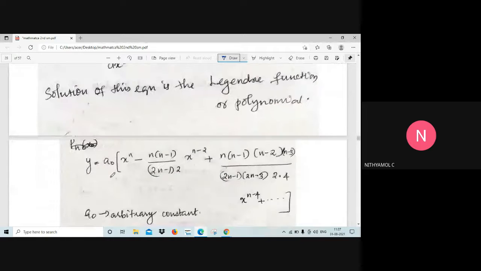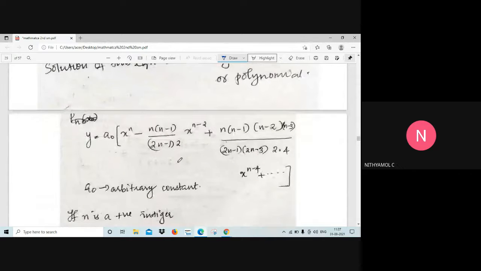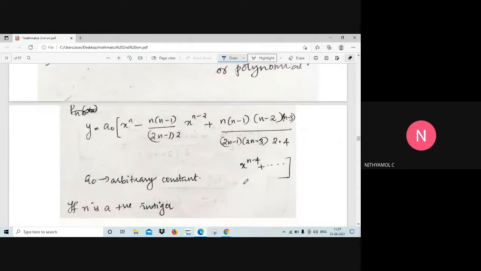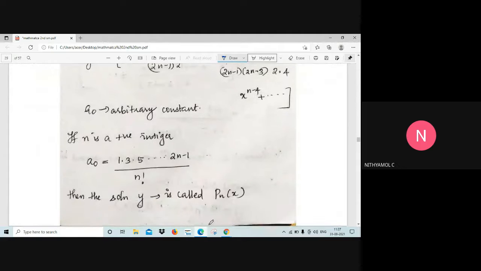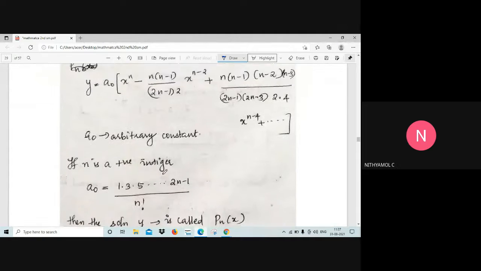y is equal to a0 x raised to n into n minus 1 by 2(2n minus 1) x raised to n minus 2 plus n(n plus 1)(n minus 2)(n minus 3) by 2 into 4 into (2n minus 1)(2n minus 3) x raised to n minus 4 plus etc. Where a0 is the arbitrary constant.